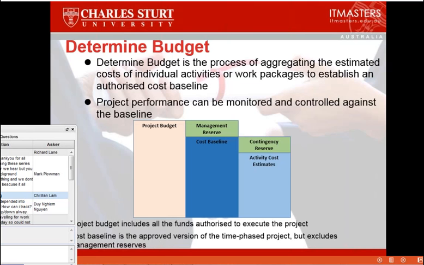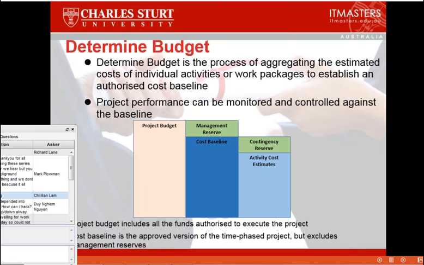If you look at the little chart I've got here, you've got the various elements of cost. You've got the activity cost estimates, and on top of that you may have what's called the contingency reserve. The contingency reserve is that reserve we set aside for risk. Sometimes that will be negotiated and accepted by the customer, and that becomes a cost baseline that's acceptable to everybody.